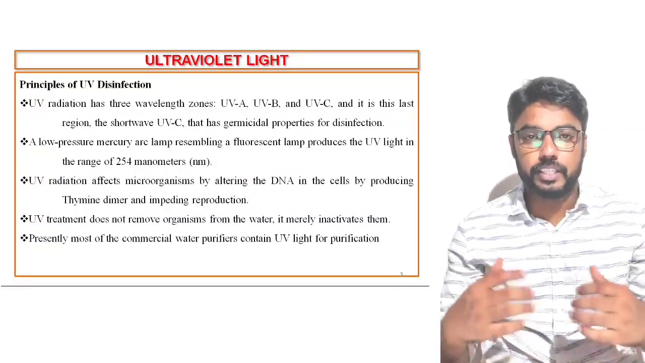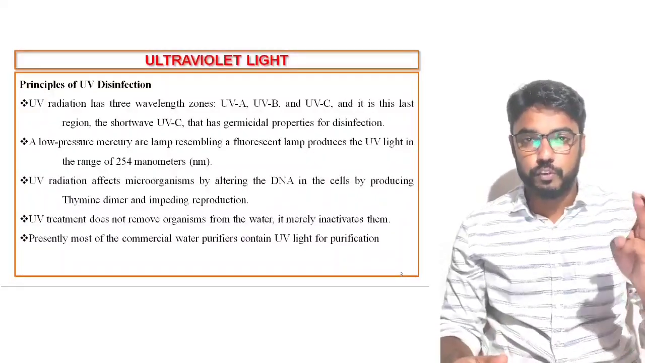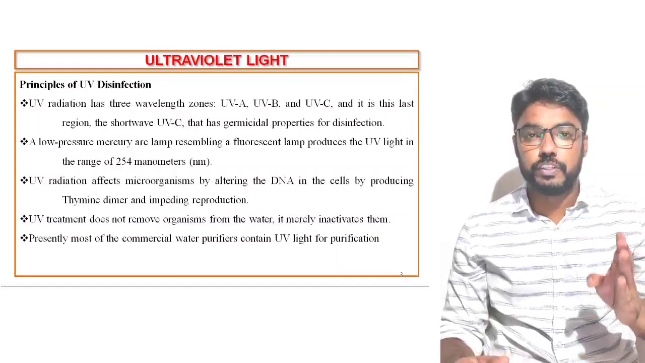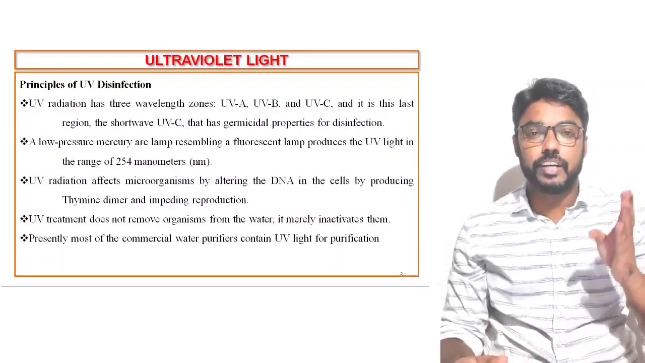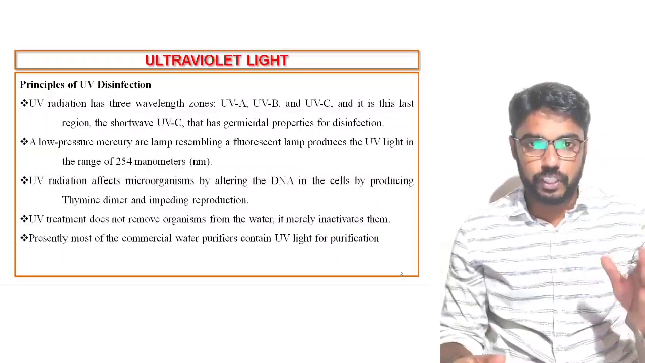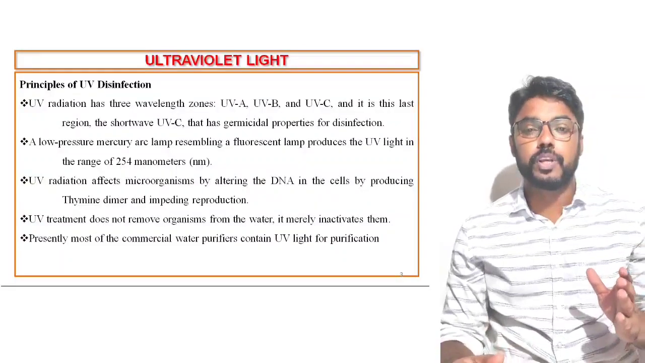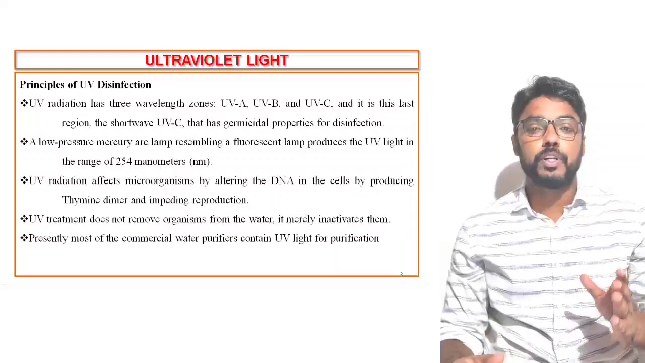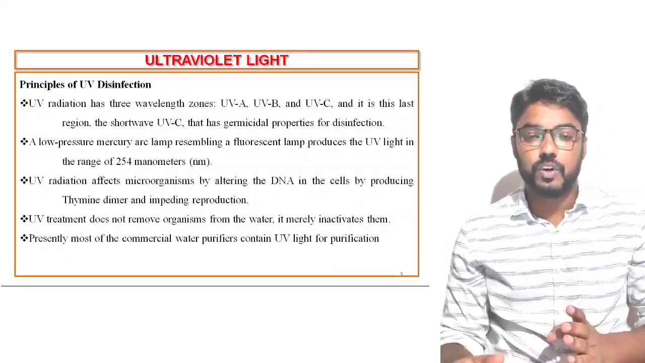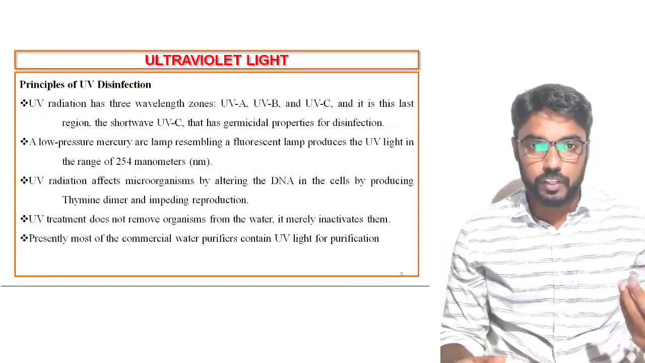Now we can see the principle behind UV disinfection. UV radiation has three wavelength zones: UVA, UVB, and UVC. The last region, the short wave UVC, has the lethal activity, and that has the germicidal property for disinfection. For industrial or commercial UV disinfection, we use a low pressure mercury arc lamp resembling a fluorescent lamp, which produces UV light in the range of 240 to 254 nanometer wavelength. This lamp is used in the UV treatment process in UV purification instruments.